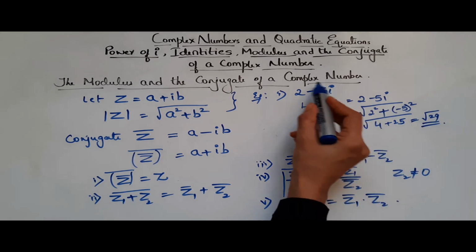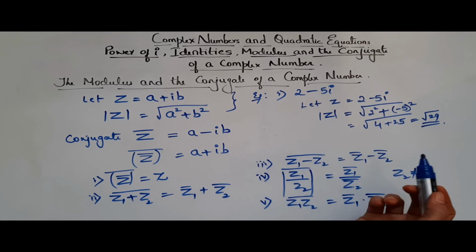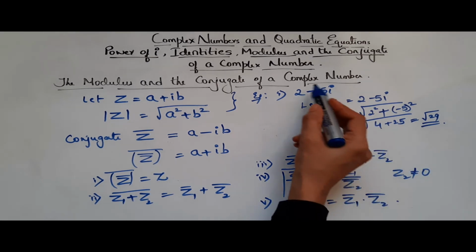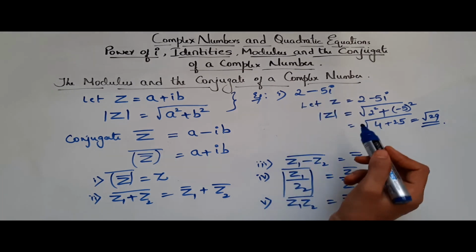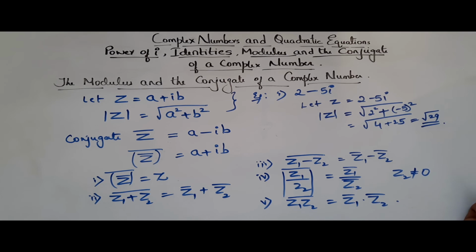If I ask what is the conjugate of this complex number, simply you have to change the sign of the imaginary part. Therefore the conjugate of this complex number will be 2 + 5i. So now let's move on to problems, but before that pause the video and note this down.